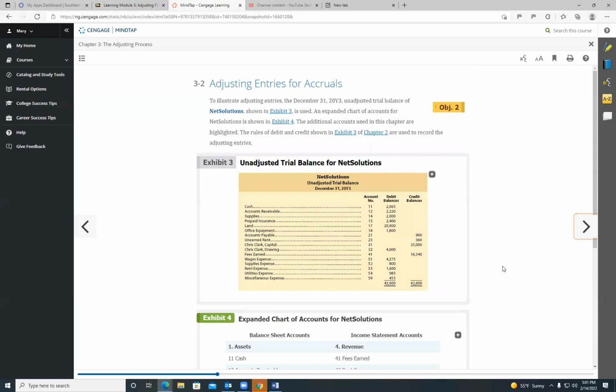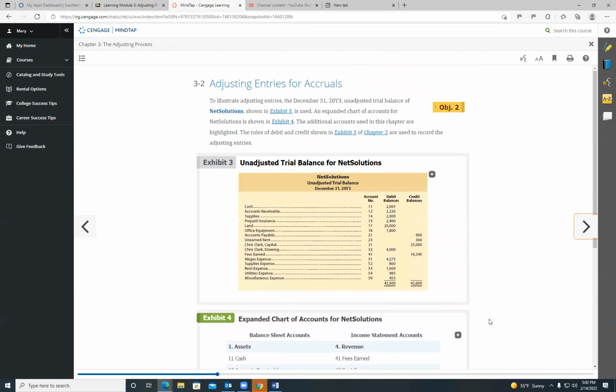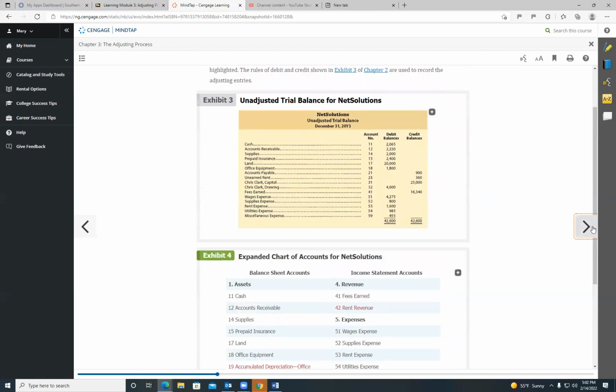So let's look at adjusting entries for our accruals. And here we'll talk more examples of types of adjusting entries for our accruals. All right, so first we're going to look at the unadjusted trial balance for Net Solutions here in this exhibit, and an expanded chart of accounts in this exhibit. All right, so it's very important. I want you to take note that there are some new accounts. They're highlighted in red in our chart of accounts. All right, so let's move forward.